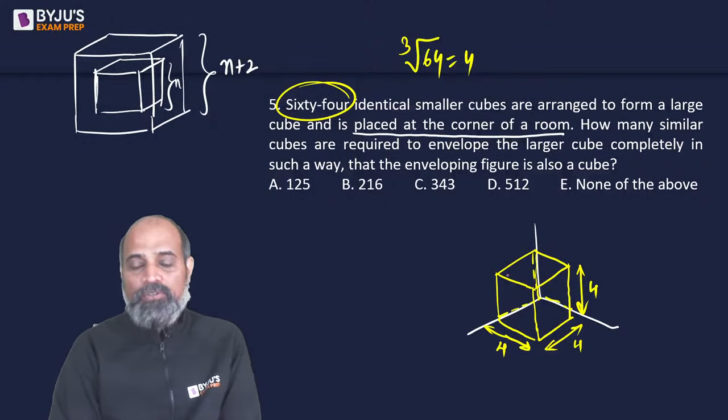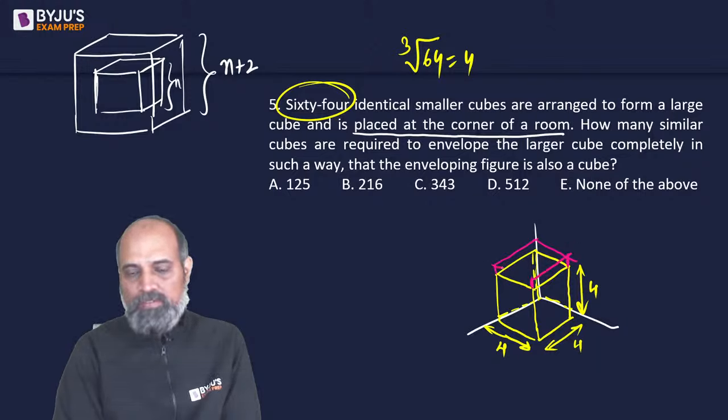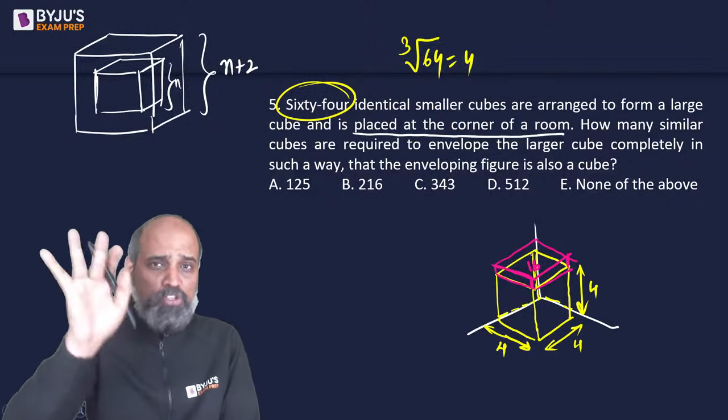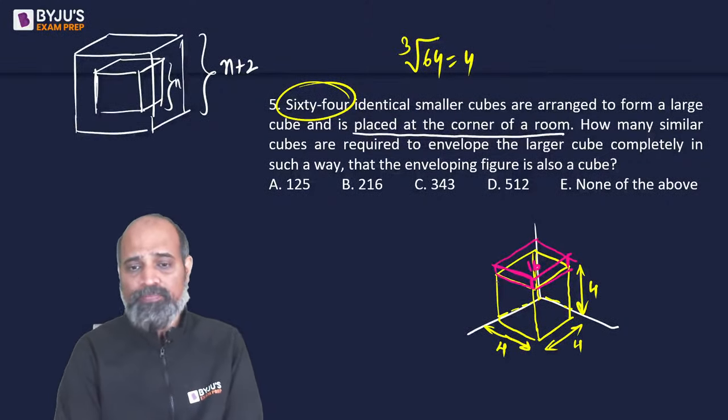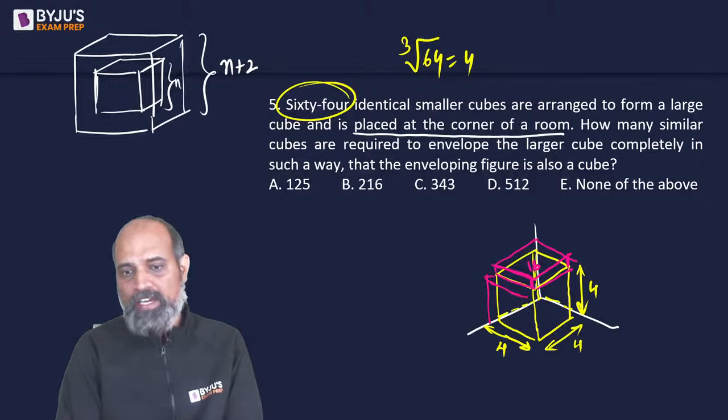I need to first of all put a slice on the top one. Let's start with the top one. If I'm going to put a slice which has the same dimension as the top face, how many cubes are required? Can we say we are going to have 16 cubes here? So the top will also have 16. We need 16 more.